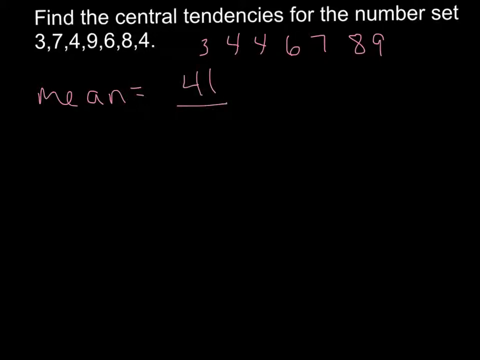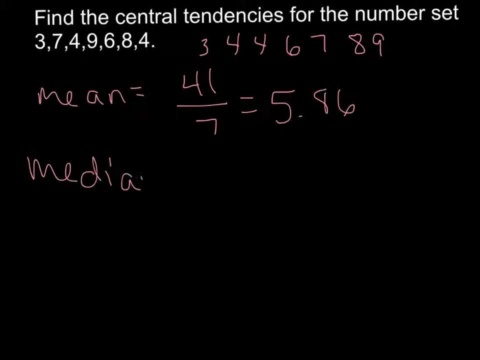So the first one says find all the central tendencies for the number set 3, 7, 4, 9, 6, 8, 4. First thing you're going to want to do is put them in order, and if you do that, you would get 3, 4, 4, 6, 7, 8, 9. To find the mean, we would add all those numbers up, and you would get 41 over 7 total numbers, so divided by 7.